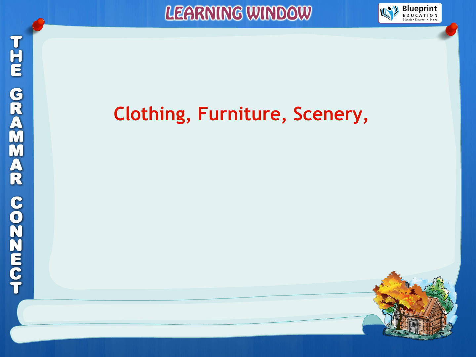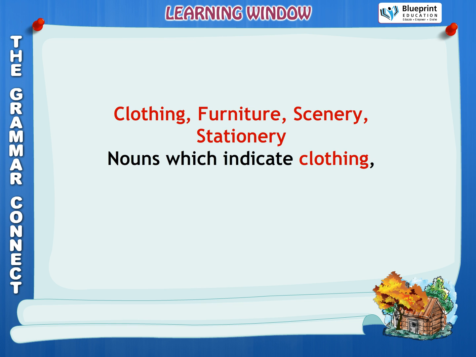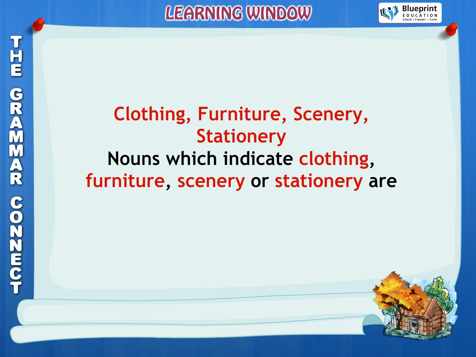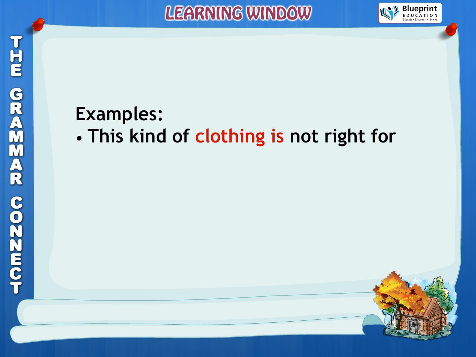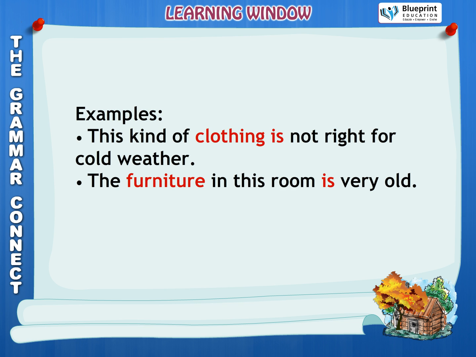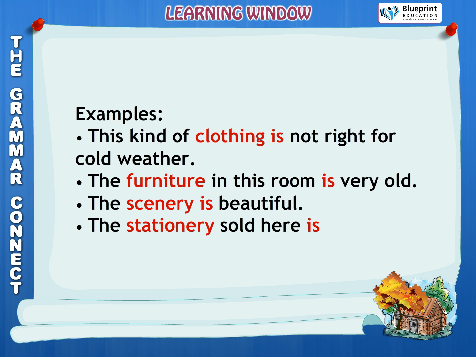Clothing, furniture, scenery, stationery. Nouns which indicate clothing, furniture, scenery, or stationery are singular and must therefore take a singular verb. Examples: this kind of clothing is not right for cold weather. The furniture in this room is very old. The scenery is beautiful. The stationery sold here is handcrafted.